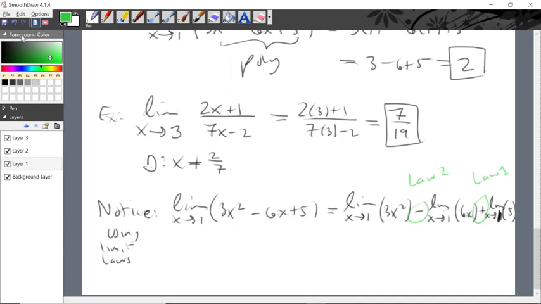So the next thing we could say is, well, I have a constant here, 3. I can take the 3 out and multiply that times the limit as x goes to 1 of x squared. We could do that. So that's the constant multiple law, that would be law 3. We use that again to take the 6 out. So 6 times the limit as x goes to 1 of x. Law 3 again.